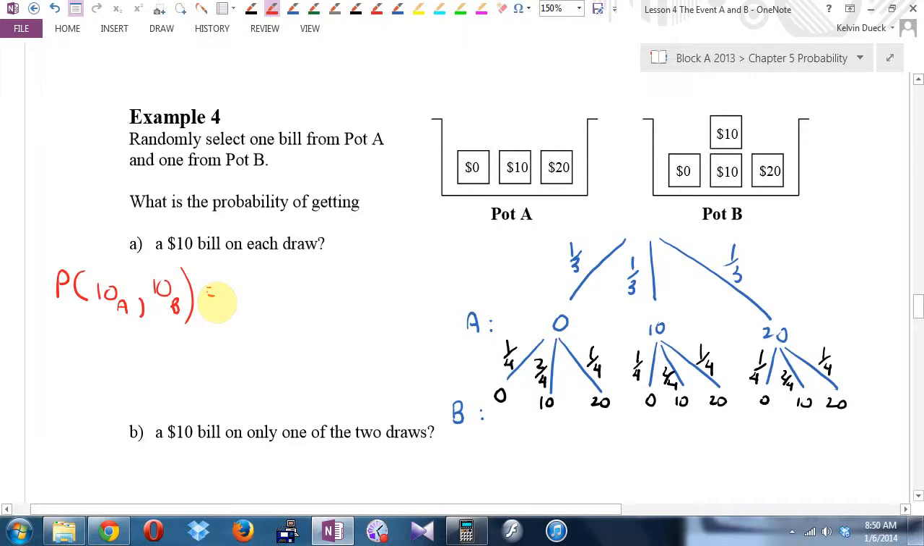I think it's going to be 1/3 and 2/4. I don't need a calculator for this. Multiplying fractions is the easiest operation. Top times top, 2 over bottom times bottom, 12. Or in lowest terms, what is 2 over 12? 1/6.